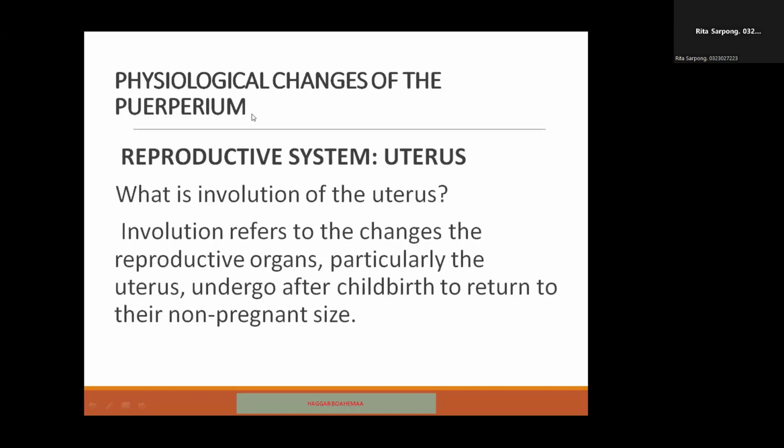So we are moving to the physiological changes. We have talked about the postpartum adjustment, but what about the physiological changes that are going to take place? We said there will be reproductive system changes in the uterus. Remember, we said there will be involution of the uterus, and when we talk about involution, we are talking about the changes that the reproductive organs, that is the uterus, the cervix, the vagina, undergo after childbirth to return to their non-pregnant state.